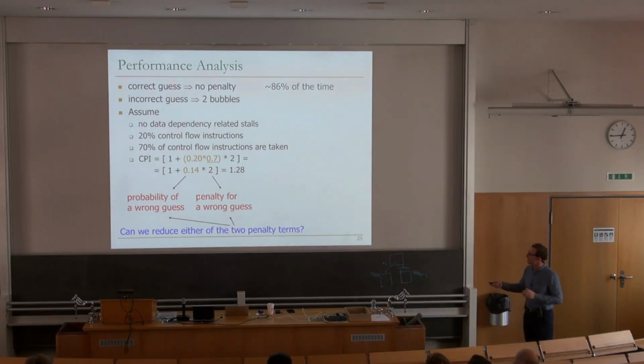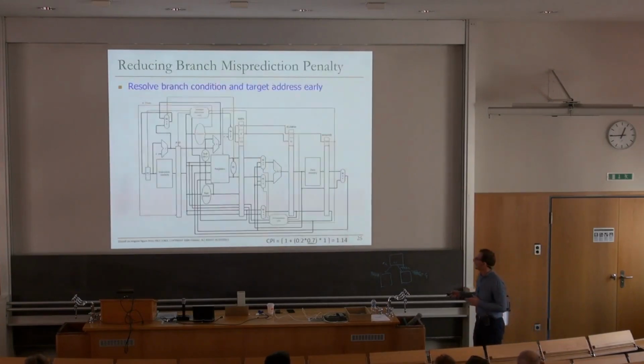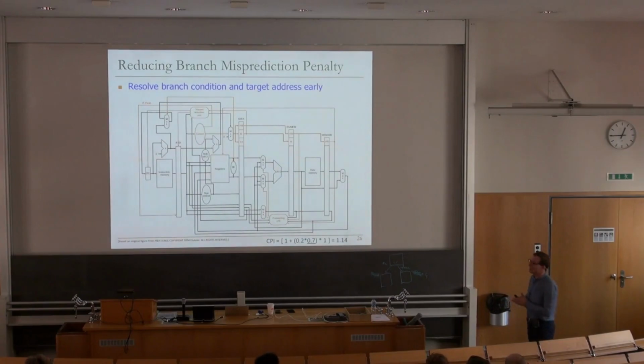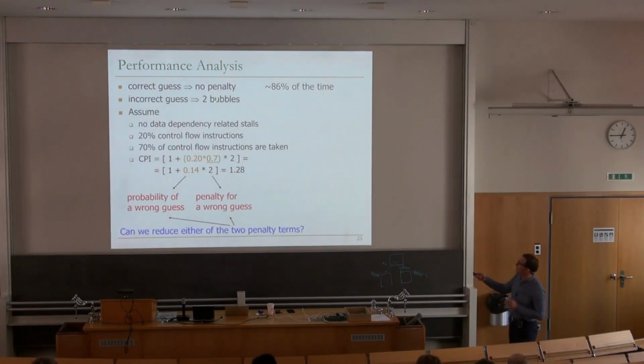Now the problem is this penalty for a wrong guess is very difficult to get to 0. Let's take a look at that. So this is one example pipeline. This is actually similar to the pipeline you have. We want to resolve the branch condition and target address early. And this is what we would like to achieve. Basically, as opposed to having 2 bubbles, we want to have 1 bubble, let's say.